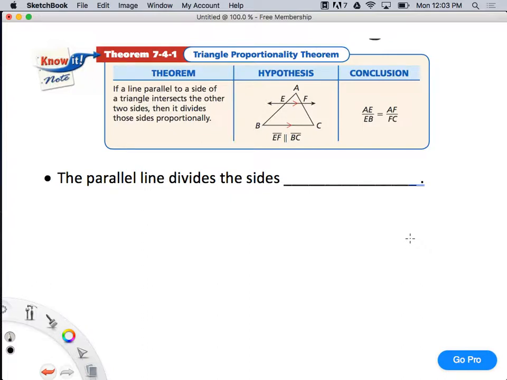Well, here you go, look. Here's a line. It's parallel to this side, so it divides these sides proportionally. Well, what does that mean? Well, first off, you guys can fill in this blank here. What goes in the blank? The parallel line divides the sides proportionally.